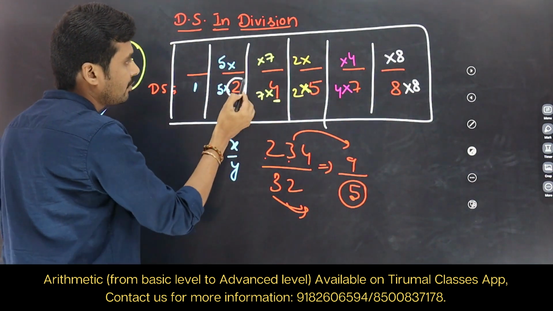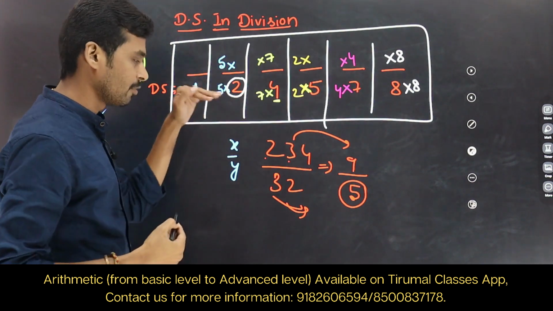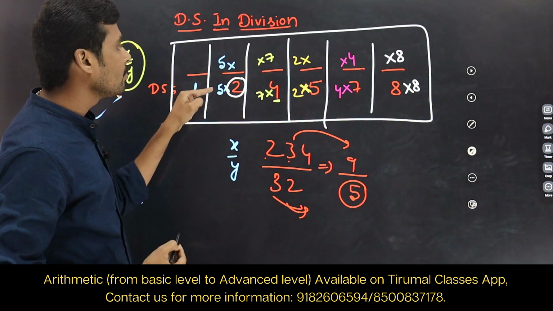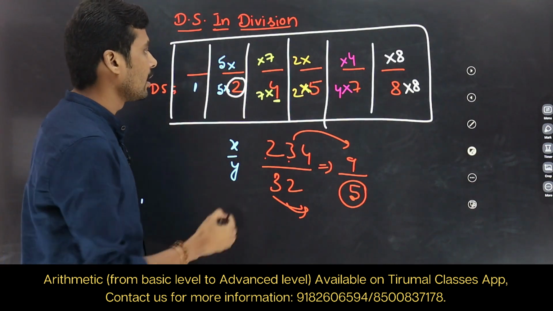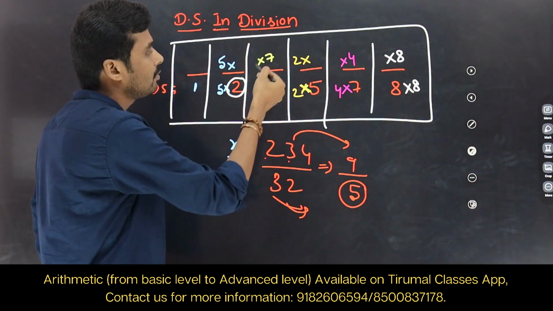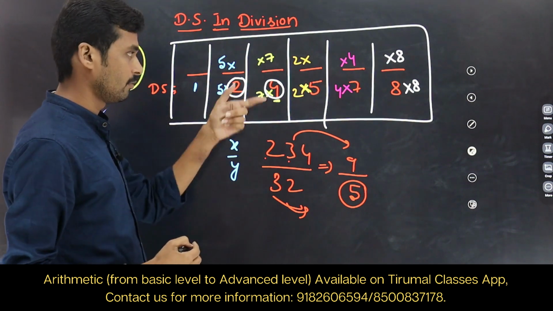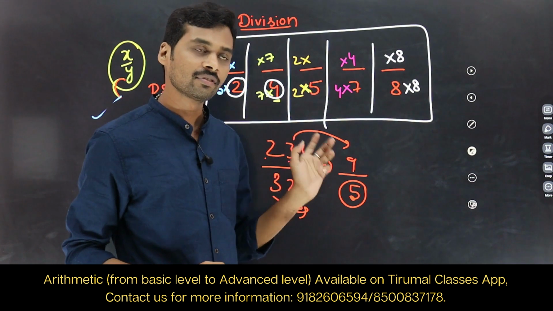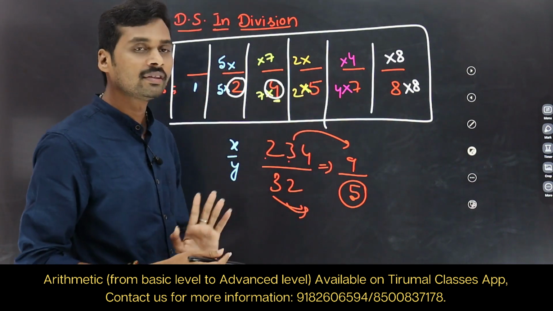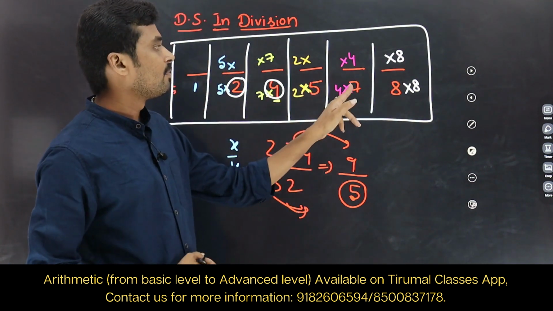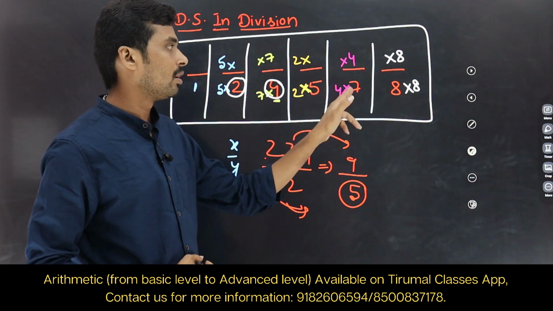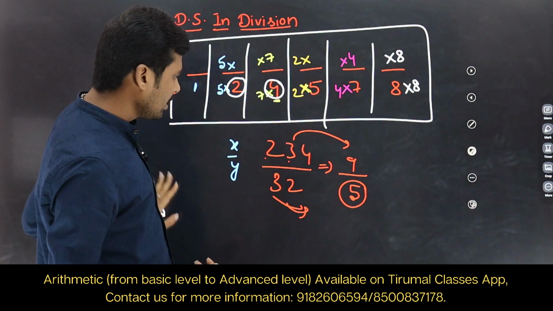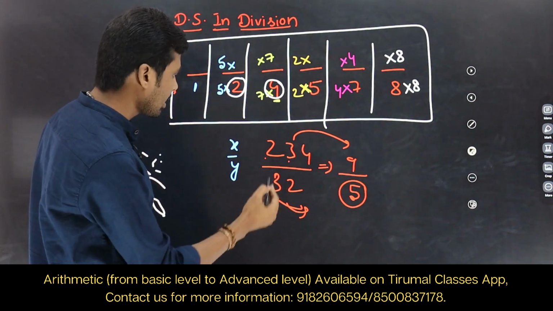When we are dividing with 2, if you get the ds value in the denominator part as 2, multiply both numerator and denominator with which number? 5. Similarly, if you get 4, multiply both numerator and denominator with 7. If the denominator ds value is 5, then you multiply both numerator and denominator with 2. For 7, you multiply both numerator and denominator with which value? 4.